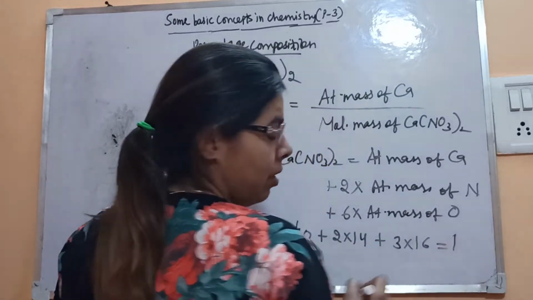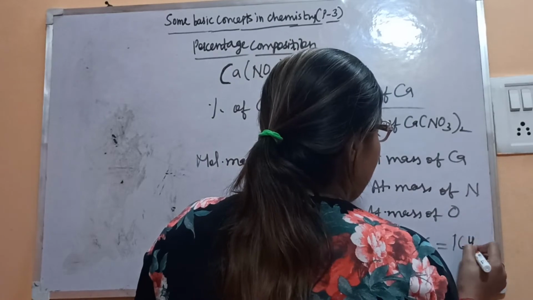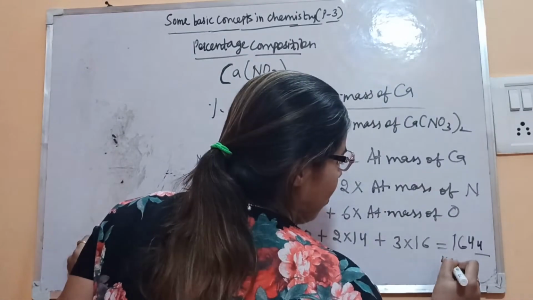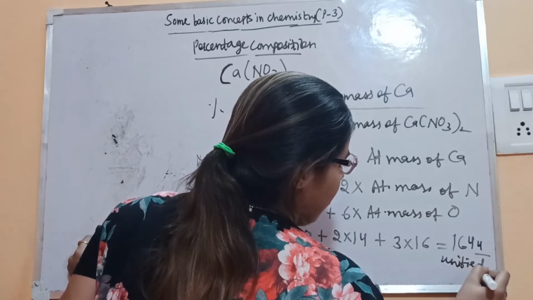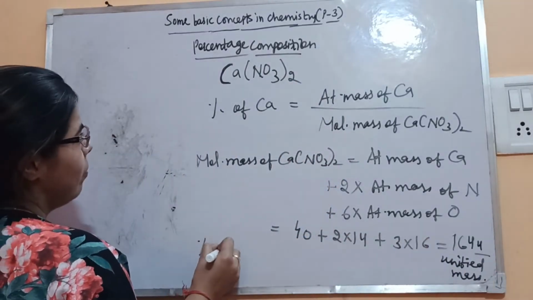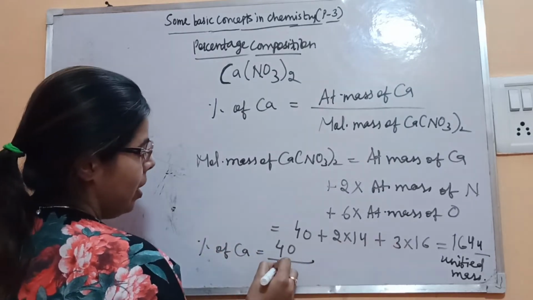You will get the value 164 unified mass. Okay, U indicates unified mass. Fine. Now calculate percentage of calcium. Atomic mass is 40 divided by total is 164.